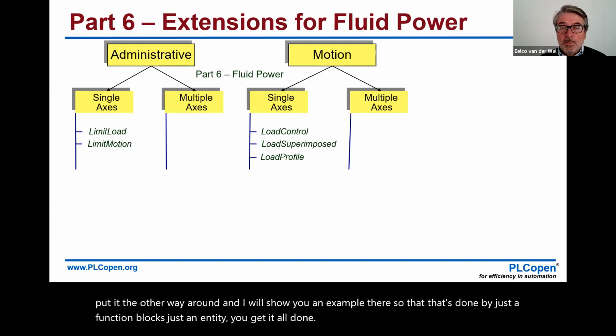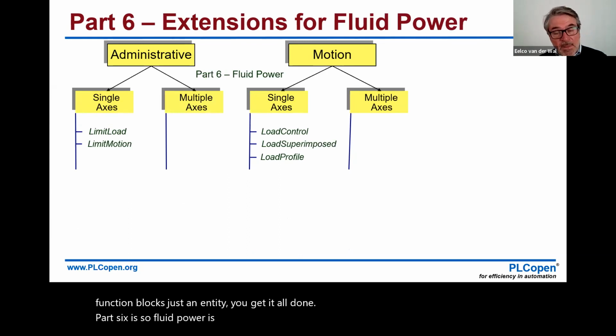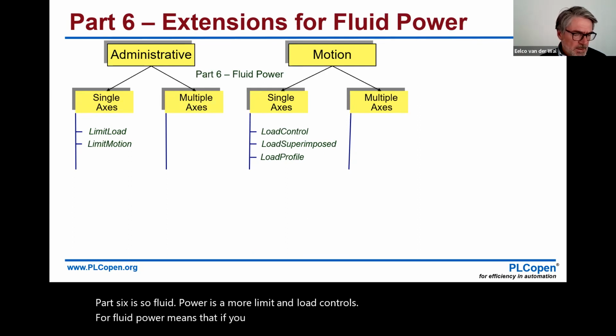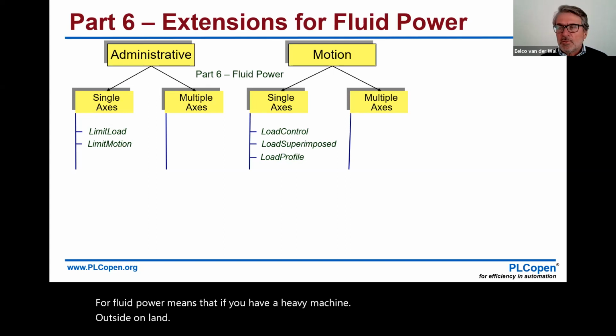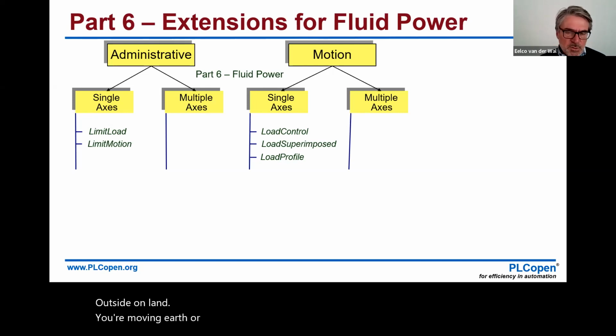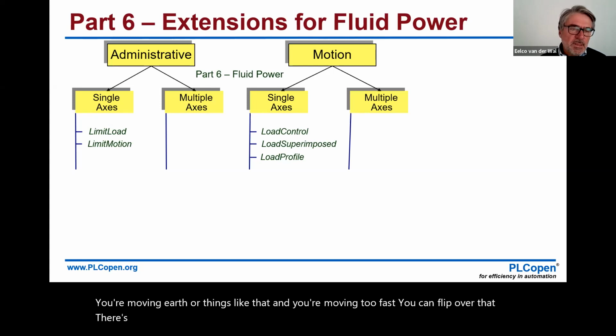Part 6 is fluid power. There are limit and load controls. For fluid power, it means that if you have a heavy machine outside on land, you're moving earth or things like that, and you're moving too fast, you can flip over. So there's this limit load and limit motions.